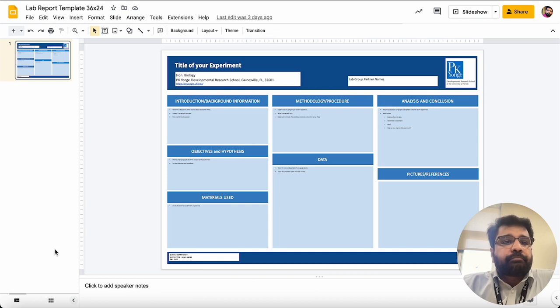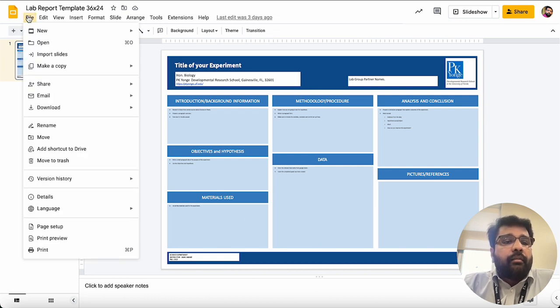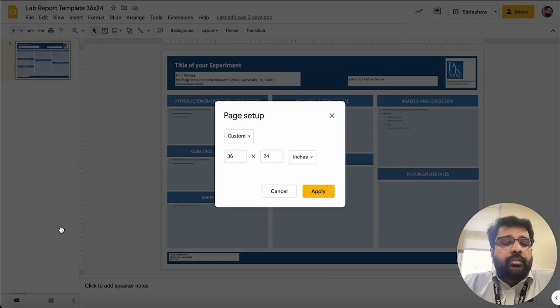report. Now, the first thing, before you begin working on this poster, that I want you to verify is the poster design page setup. To check that, you go to File and Page Setup. And once this small window pops up, please make sure that this poster design is on custom setting, where 36 by 24 inches is the dimension.